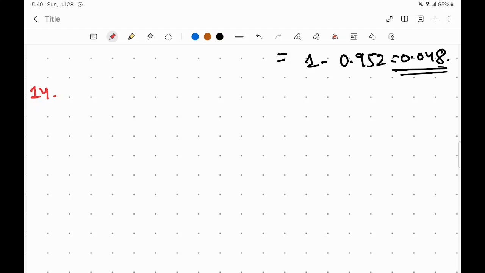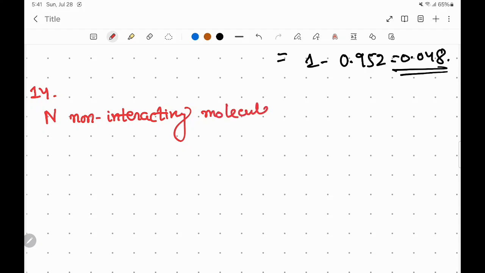Hmm. This is also straightforward. Okay, this will send to later. First, let's say N non-interacting molecules. Throughout the discussion we are considering non-interacting molecules.